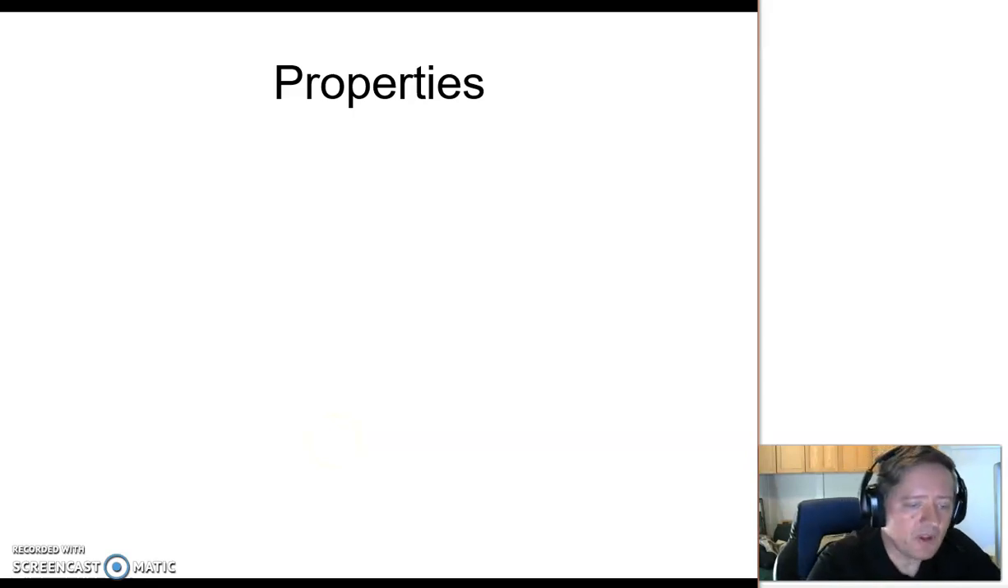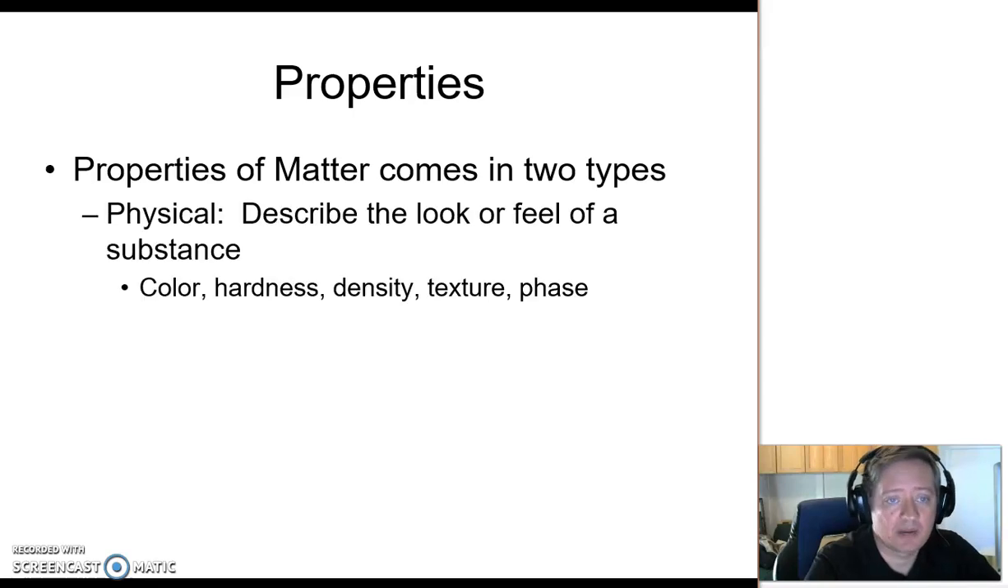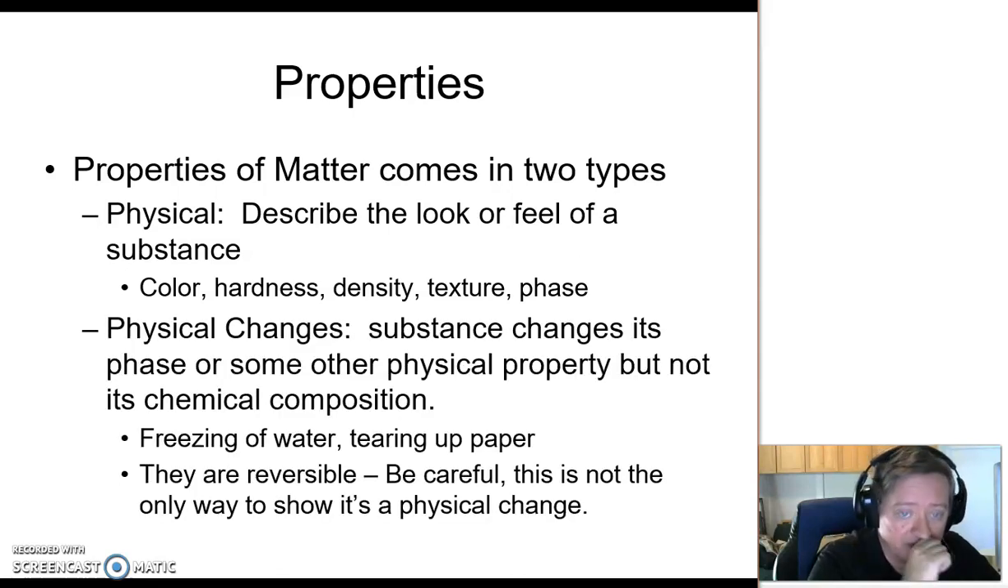Now, once we have these elements, we start looking at how they react, what they do. And this is what we call properties. Properties come in 2 different types. The first is called physical property. This is how it looks, how it feels, the color, the hardness, the density. So this is how we describe it as itself.